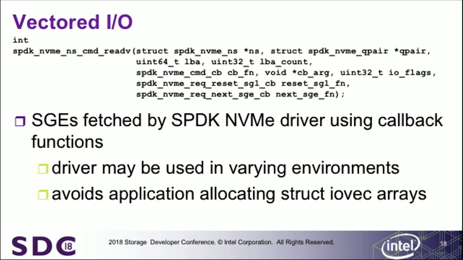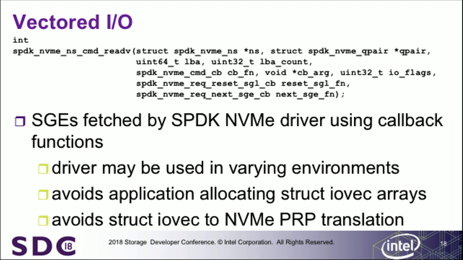And so we wanted to avoid a couple of things. One was making the application have to allocate a bunch of these struct iovec arrays. If we're forcing them by the API, it means that all of a sudden they may be getting the data in one format, and we're telling them, nope, you have to allocate some memory, translate it, and then send it down to us. This also avoids, because inside of the driver you would end up translating that struct iovec into some NVMe concept anyway, so we actually provide these SGE, SGL functions.